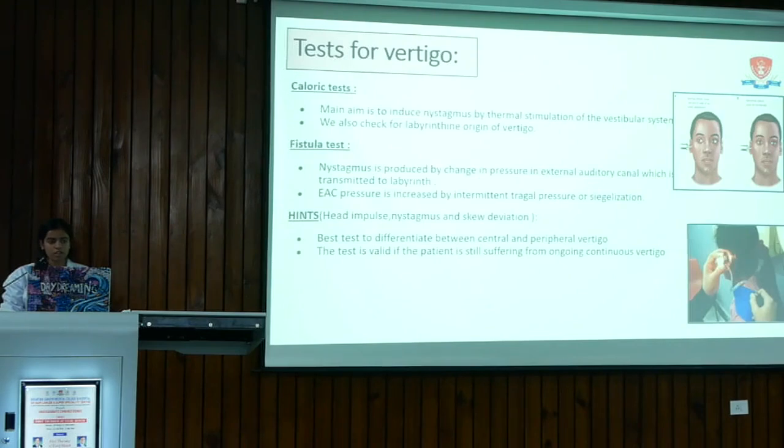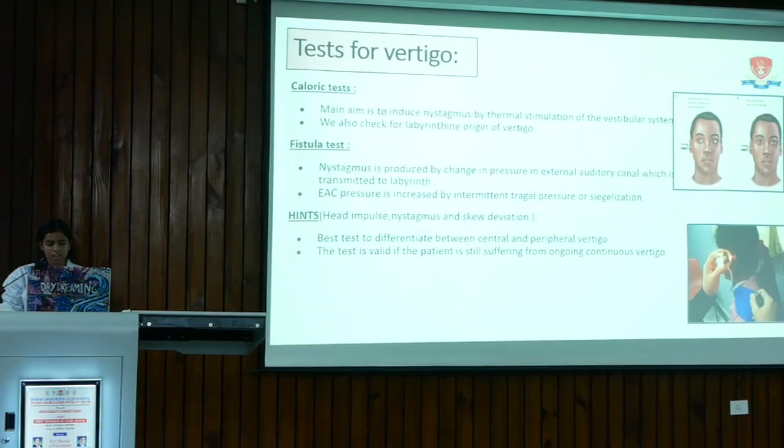The following tests are conducted for diagnosing vertigo. Caloric test: the main aim is to induce nystagmus by thermal stimulation of the vestibular system. We also check for labyrinthine origin of vertigo. Fistula test: the nystagmus is produced by change in the pressure in the external auditory canal, which is transmitted to the labyrinth. EAC pressure is increased by intermittent tragal pressure or pneumatic otoscopy. Both of these tests are useful in peripheral vertigo.